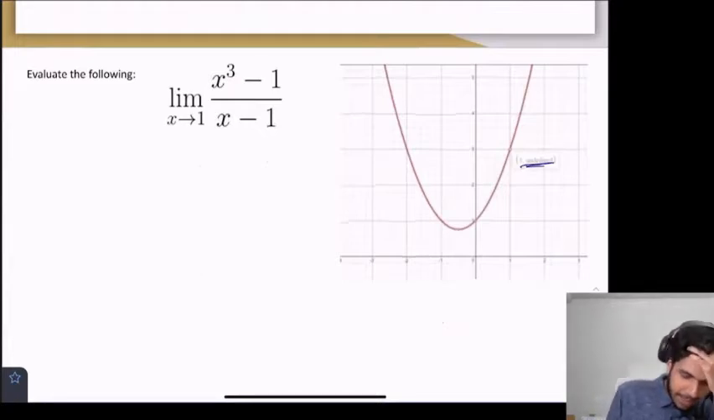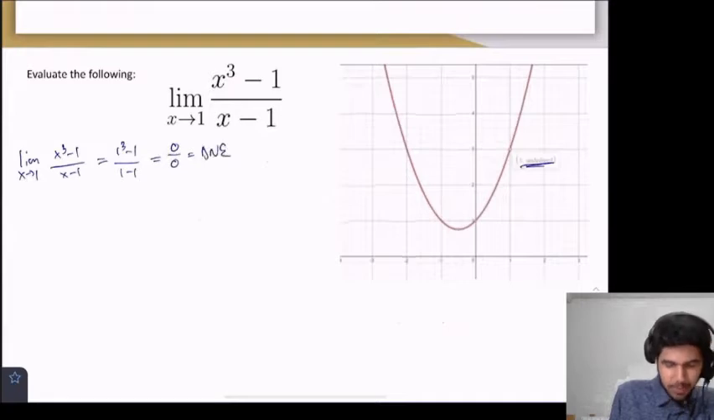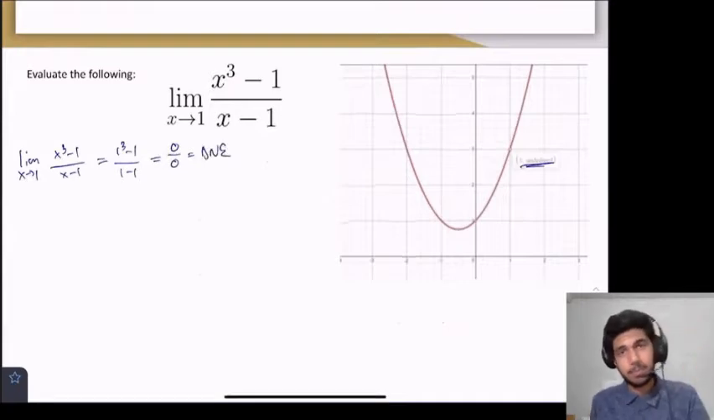Well, if we try our usual method of just plugging in x equals 1, what do we get? We should run into problems, and we do. 1 cubed minus 1 over 1 minus 1 equals 0 divided by 0, and that's DNE, right? We did that example previously. So what can we do to solve this? Well, we can do some factoring.